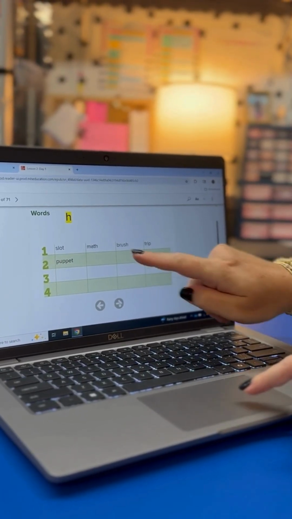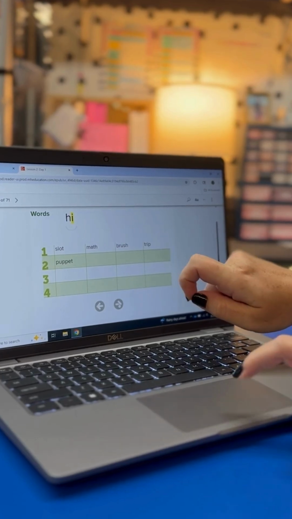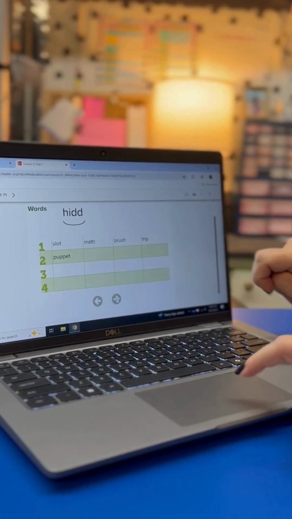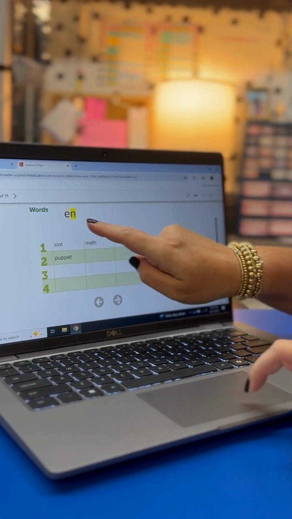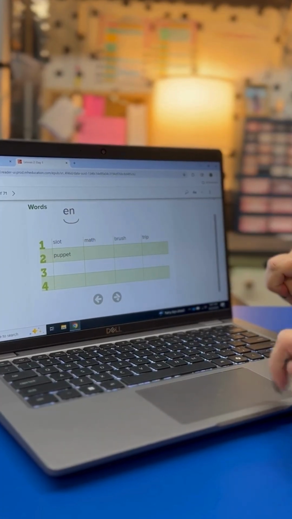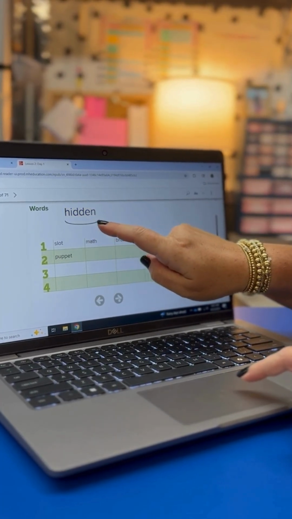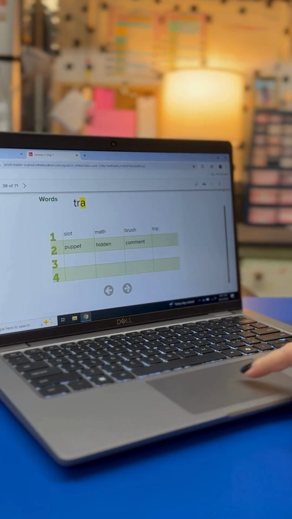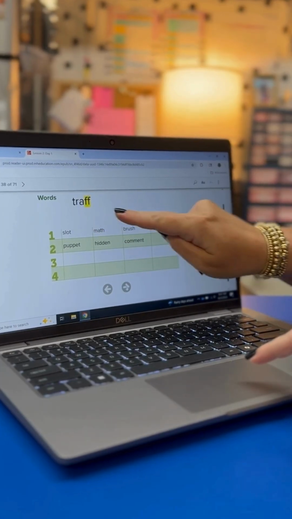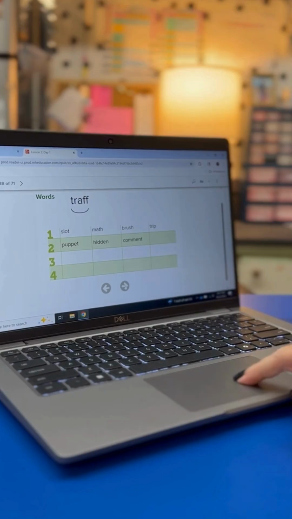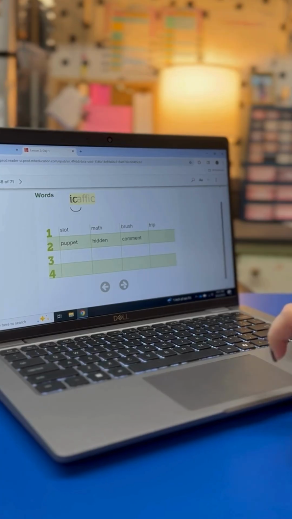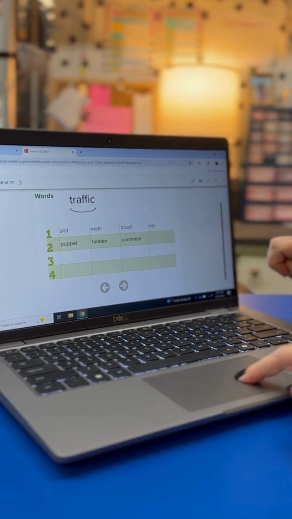Our next word, first sound, I. Blend at the vowel, hi. D. Blend the first syllable, hid. Second syllable, eh, N. And blend that second syllable together. Put the two syllables together, hid, and the last one, T. R, ah. Blend at the vowel, tra. Blend your first syllable, traf. Second syllable, I, K. Blend your second syllable, ick. Put the two together, traffic. Word, traffic.